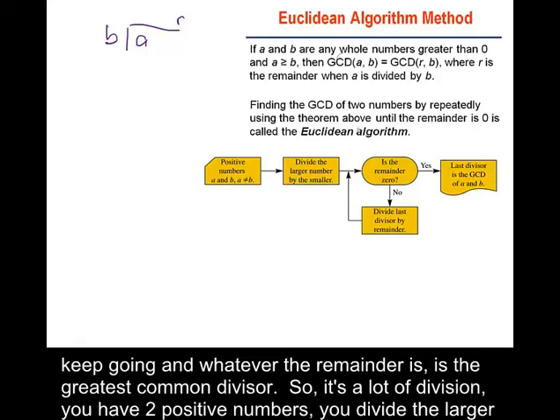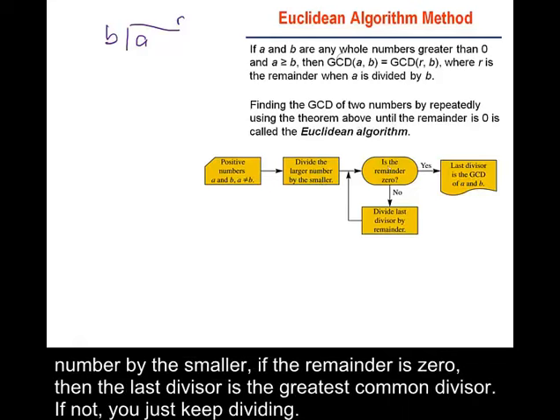So it's a lot of division. You have 2 positive numbers, you divide the larger number by the smaller. If the remainder is 0, then the last divisor is the greatest common divisor. If not, you just keep dividing.